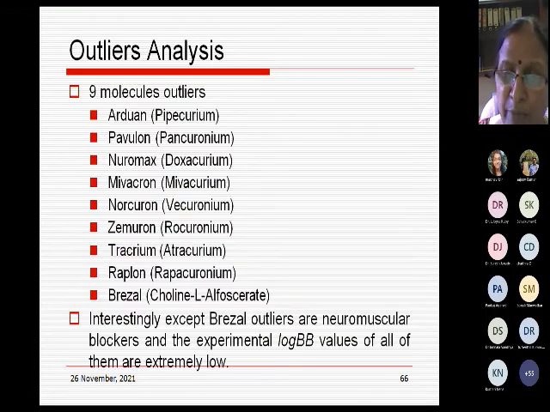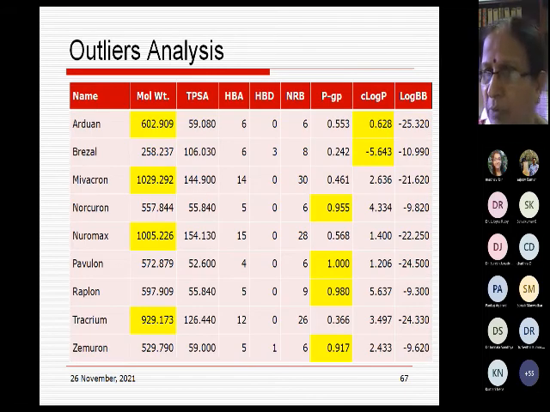Now on the 9 molecules, we did the outlier analysis, and we found all of them belonged to the neuromuscular blockers, except 1 molecule. If we look at their output value, the log BB value was very, very low, or totally out of range compared to the remaining molecules, which had values in proximity of -5 or 6 to +5 or 6. They had very different values.